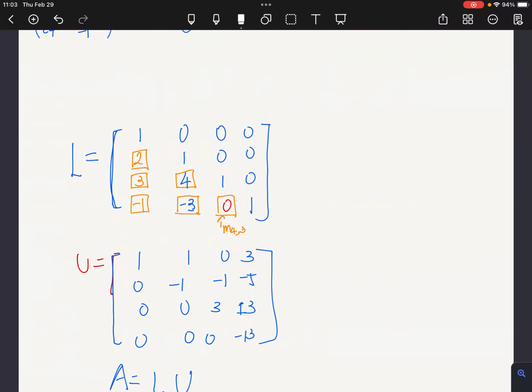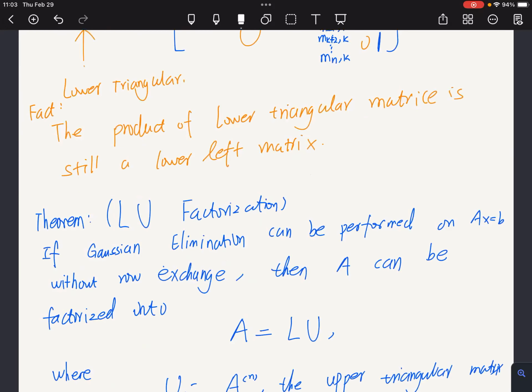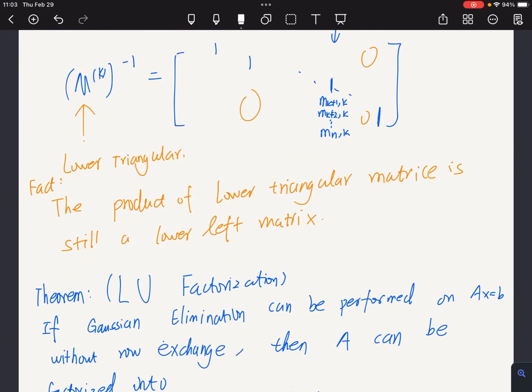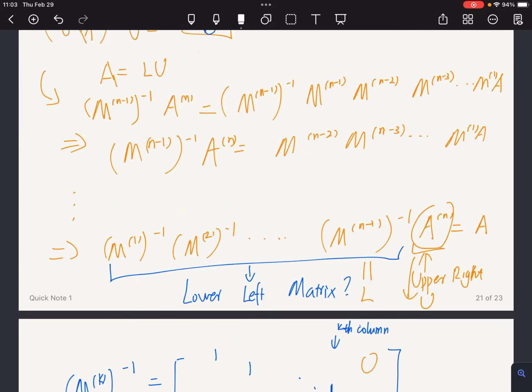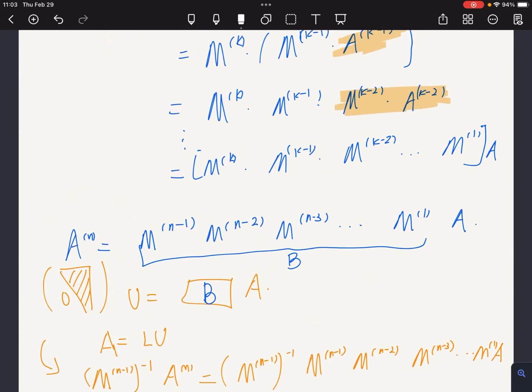I mentioned one fact here: the product of lower triangular matrices is still a lower triangular matrix. Maybe I will ask you to prove this. And this is the LU factorization, and we derived it from the Gaussian elimination procedure.